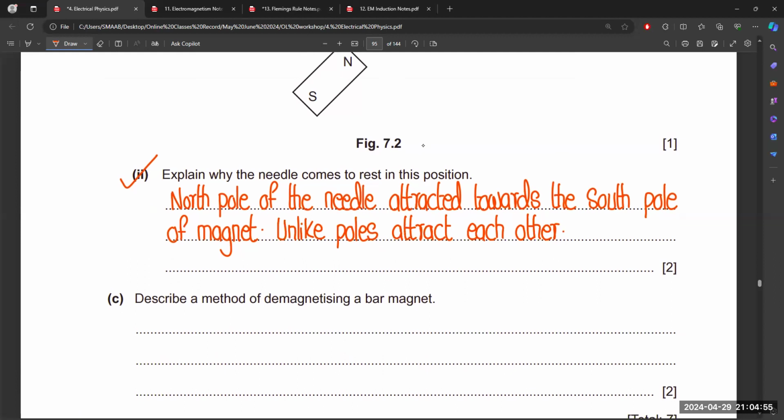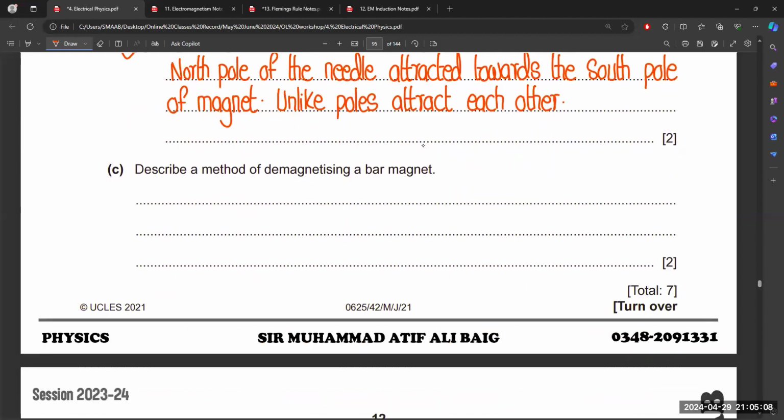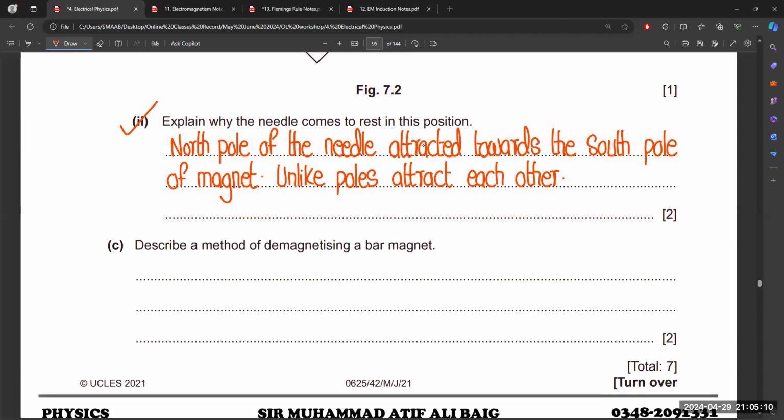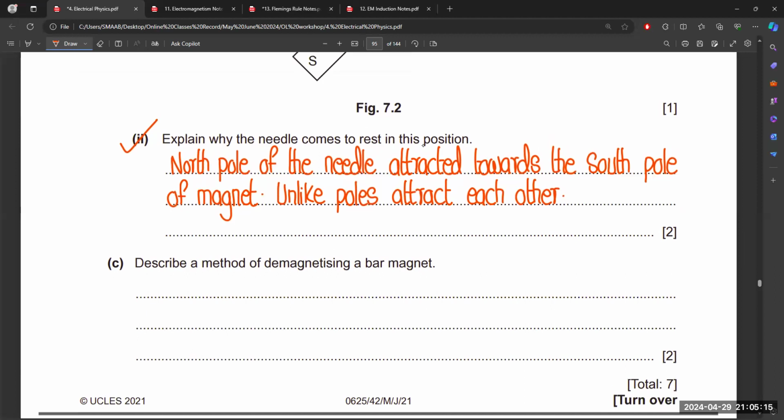Now demagnetization is no more included in our new syllabus, so we just ignore this part. It is from 21, and in new papers like 23, there is nothing like demagnetization if you search in your syllabus also. So you will not get any concept related to demagnetization. That's why we also have not studied it in our theory part.